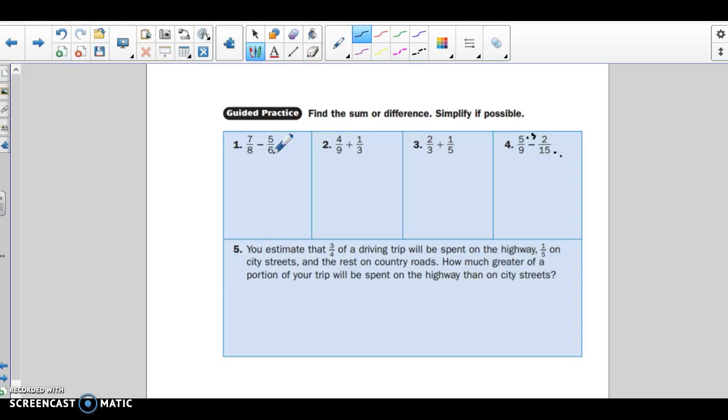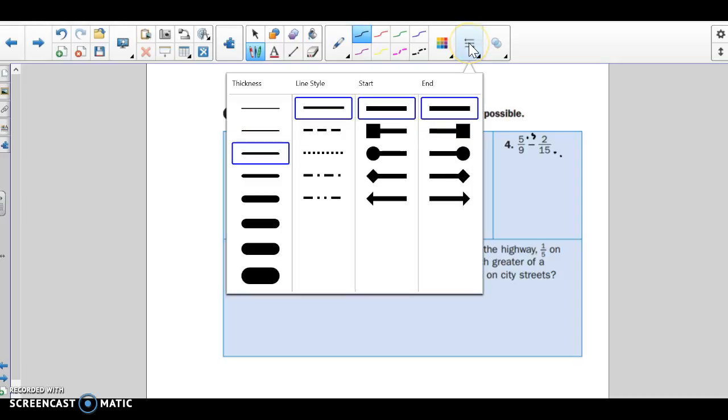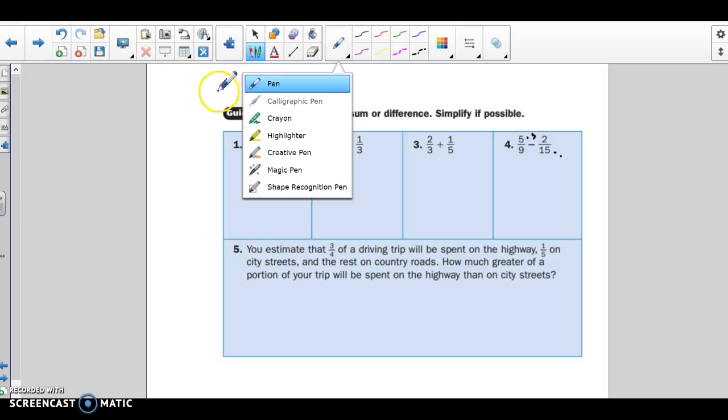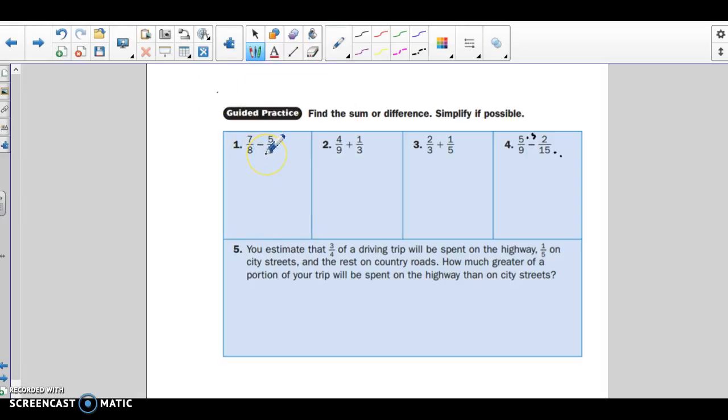24. Okay. So, let's see if I can find a thinner. There we go. All right. So now, 8 and 6. If we rewrite it as 24, what do we do to 8 to make it 24? Times it by 3. Good. So what you do to the bottom, you must do to the top. 7 times 3 is 21.